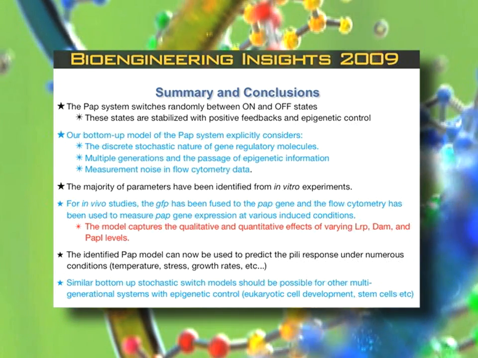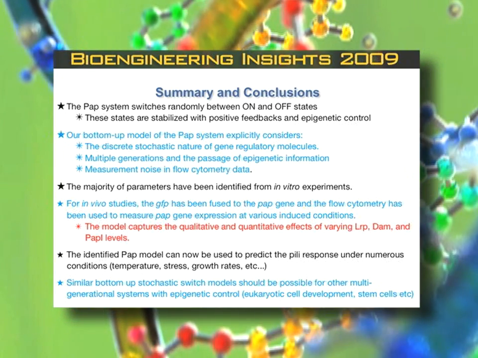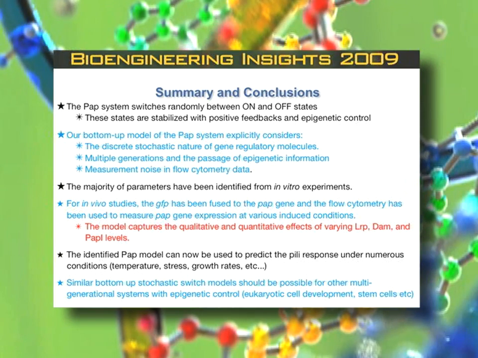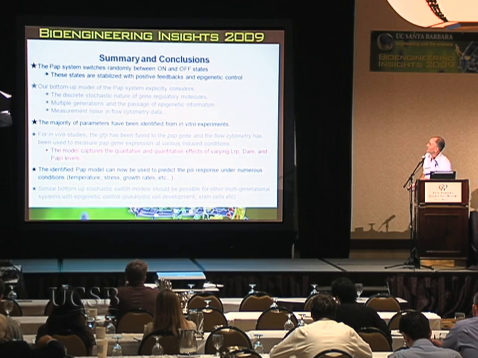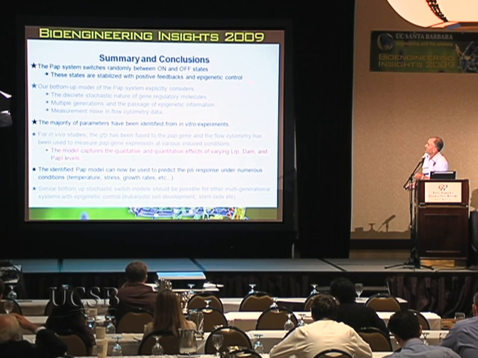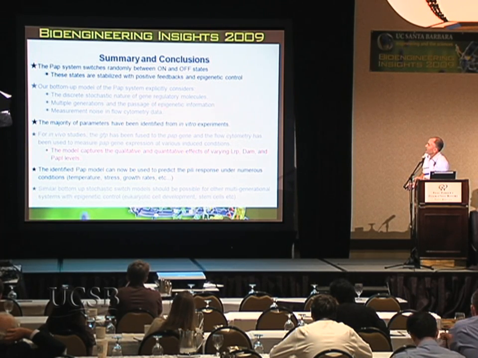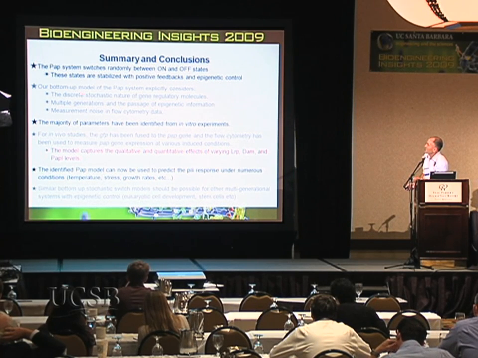So, summary and conclusions. The Pap system switches randomly between on and off states, as I talked about, and they're stabilized with positive feedback. That's Pap-B that I mentioned initially. And epigenetic control is through methylation, which affects the binding of the proteins. The bottom-up model of the Pap system explicitly considers the discrete stochastic nature of gene regulatory molecules. It is a stochastic system. Multiple generations in the passage of epigenetic information. I mentioned that DNA replication is required to switch.